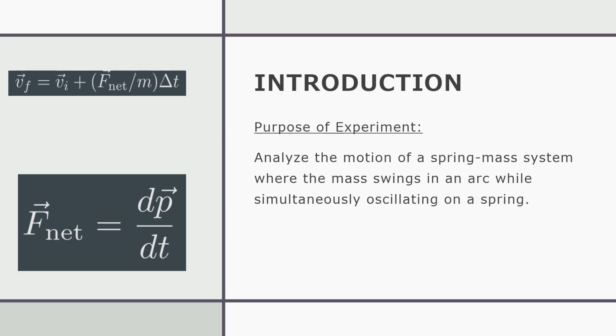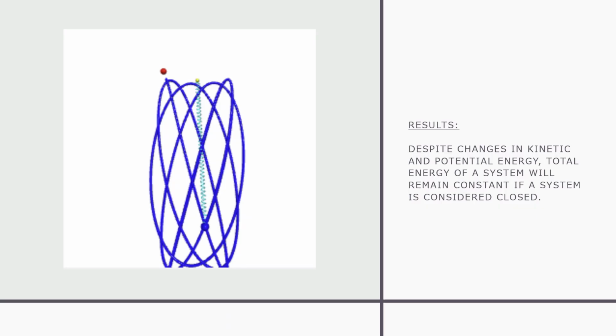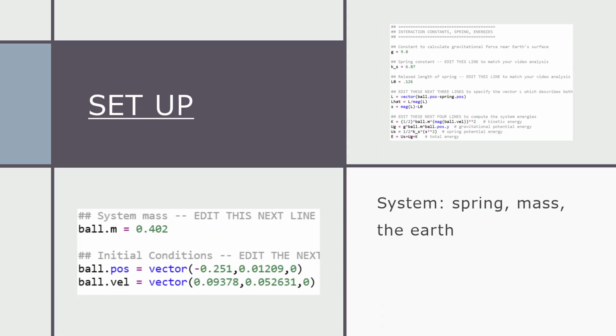We also used principles like the energy principle, where the change in total energy is equal to the change in kinetic energy plus the change in potential energy. And the results of this were that despite the changes in kinetic and potential energy, total energy of a system will remain constant if a system is considered closed.